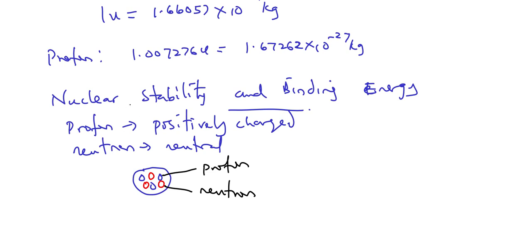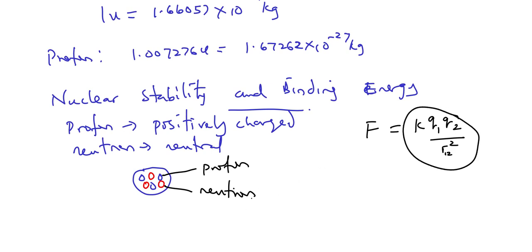But that Coulomb force does not affect the neutron, because the neutron has no charge. You know, the Coulomb force depends on the charge of the first object, the charge of the second object, and the distance between the two. So since this neutron has no charge, there is no Coulomb force affecting the neutron.